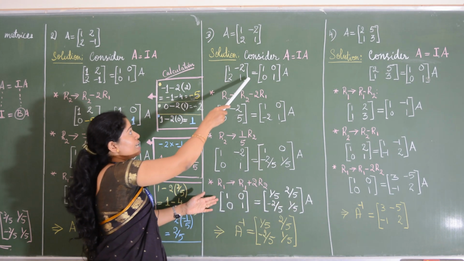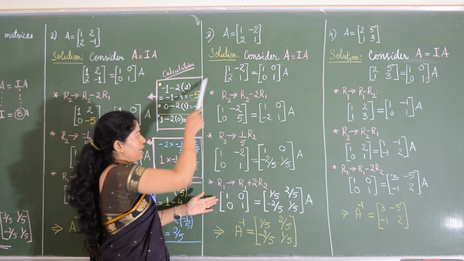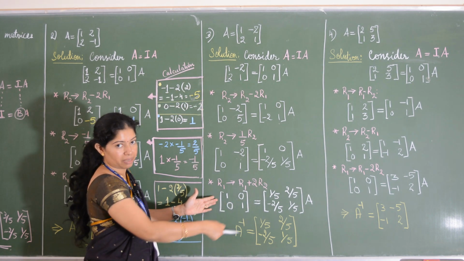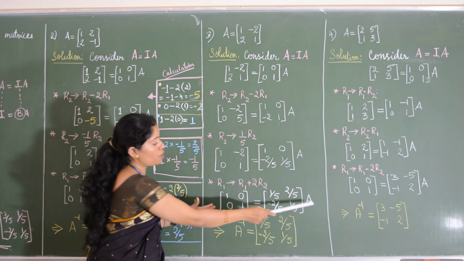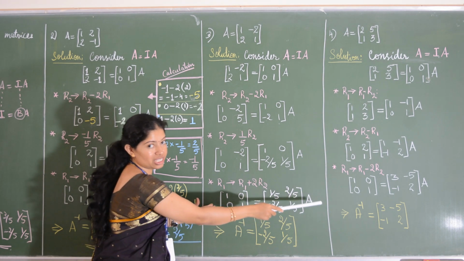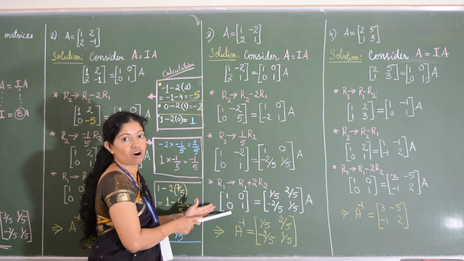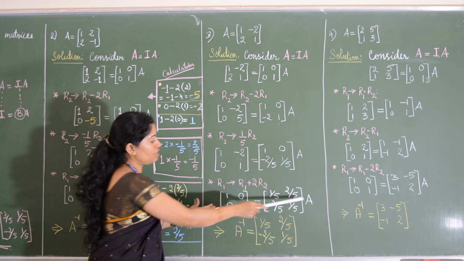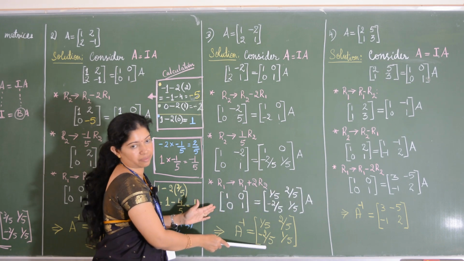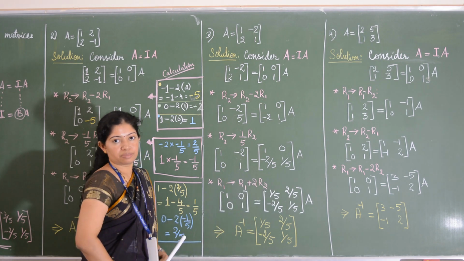So we have transformed the given matrix A to the identity matrix. So finally we got product of these two matrices, matrix A and this one, and we got identity matrix, which means inverse of A is this. So A inverse is equal to this matrix.